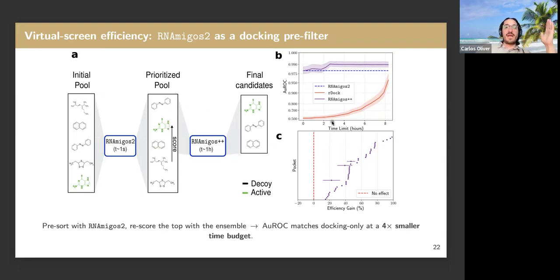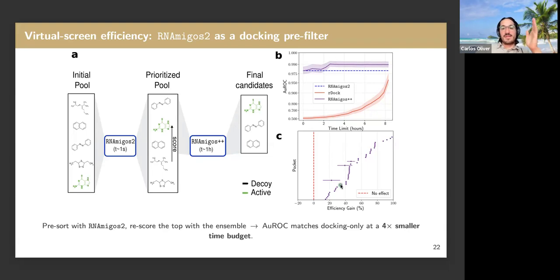And it basically gives you random predictions for everything that it didn't score. As it gets more and more time, obviously it has enough time to score your entire library, and gives you a good score overall. But if you were to say, okay, before running out of time, I'm just going to run RNamigos and have an initial pre-sorting of my candidate pool and then run RDoc, you eventually get the best possible performance. And we saw that this holds across all the pockets in our test set.